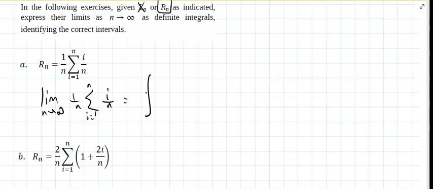Well, I need to figure out a few things. I need to figure out a and b. That's the hard part. And f of x. Well, let's see. First, we start with delta x. Delta x is b minus a divided by n. And if you look closely, there's delta x. That is 1 over n. So that would be what? The n's match. That means b minus a is 1. The length of the interval is 1 unit.